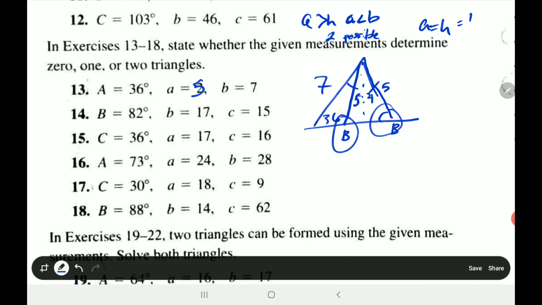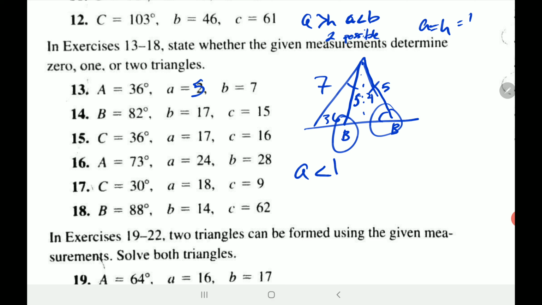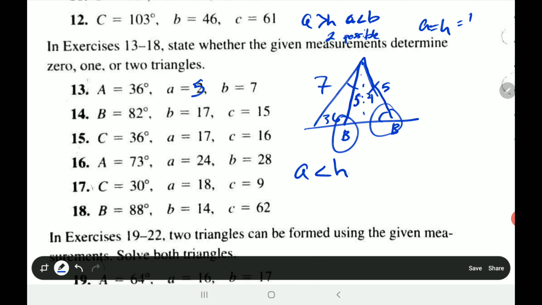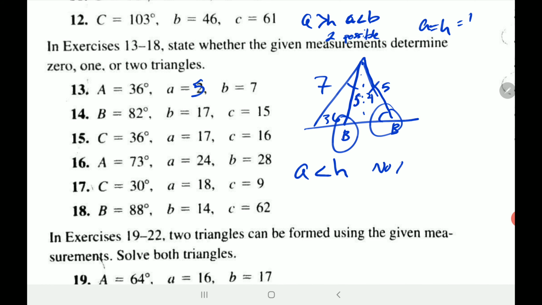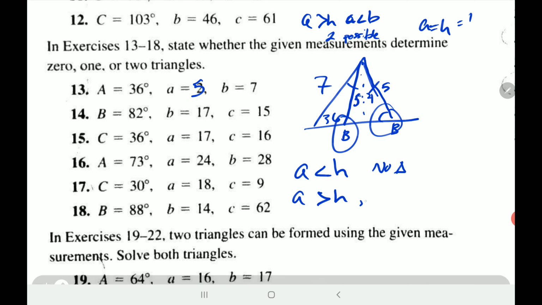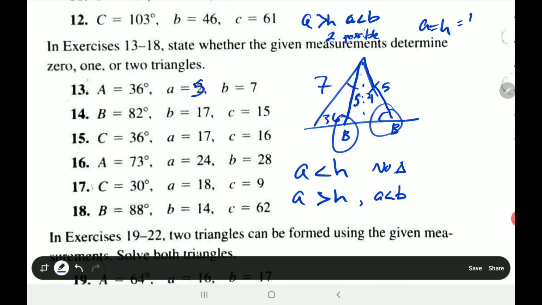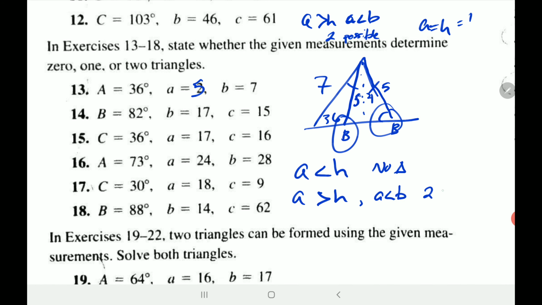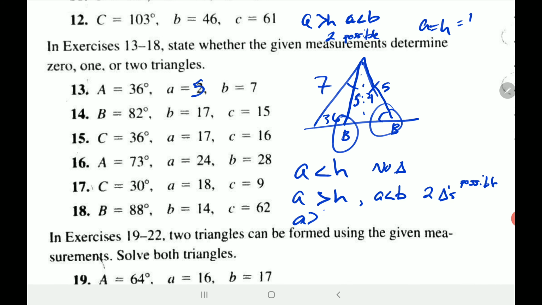Okay, so if A is less than the height, or the altitude, then no triangle. If A is greater than the height and less than the opposite side, the B value or the B side, then there are two possible triangles. Now, what if A is bigger than everything? A is bigger than height and A is bigger than B, then there's only one possible triangle.